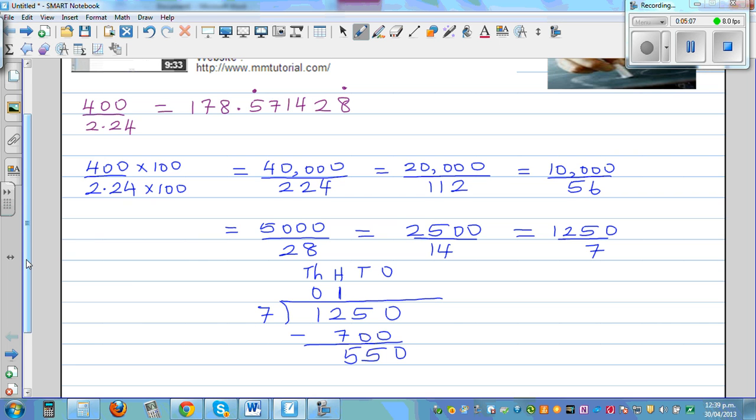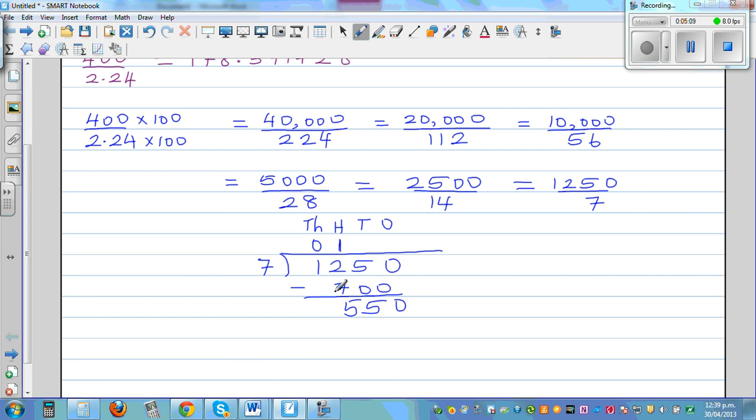Now 7 goes in 550 how many tens? Well, it goes in 7 tens. So this 7 is in the tens place. So 7 times 70. 7 times 100 is 700, this is in the tens place, so this is 70. So 7 times 70 is 490. Now you'd again take away, so this is 0, this is 15, so this is 60.